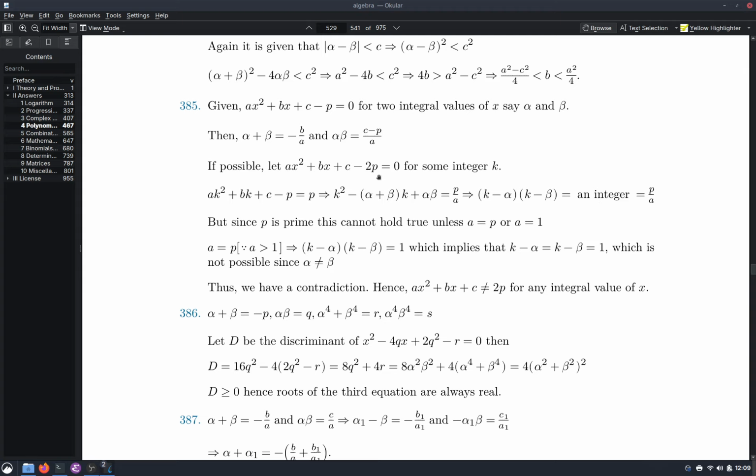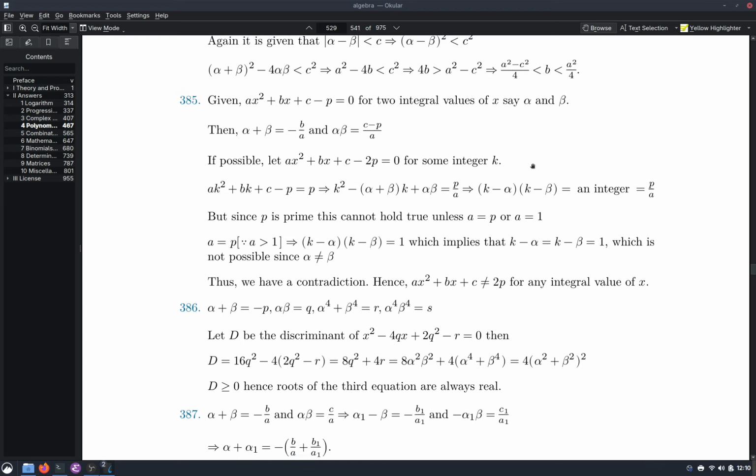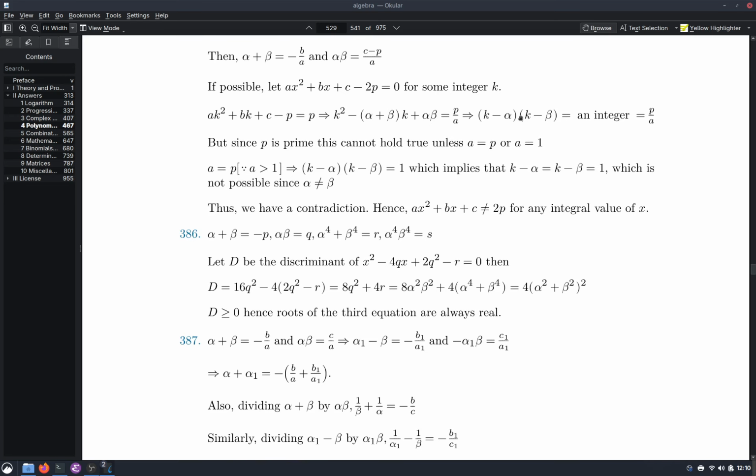So what we have done is we substitute x is equal to k over here, because that's what we take the root as. Now k minus alpha into k minus beta is equal to p by a, but p is prime. So p by a will be an integer only if a is equal to p or a is equal to 1. But a is greater than 1, it is given, so it cannot be equal to 1. So a must be equal to p.